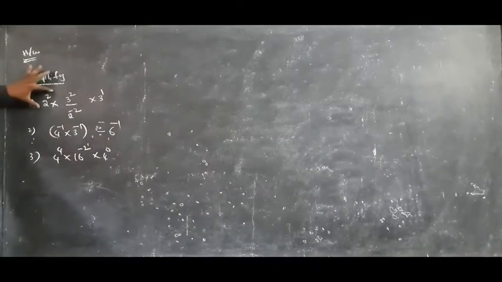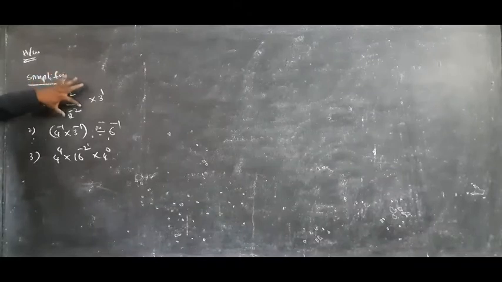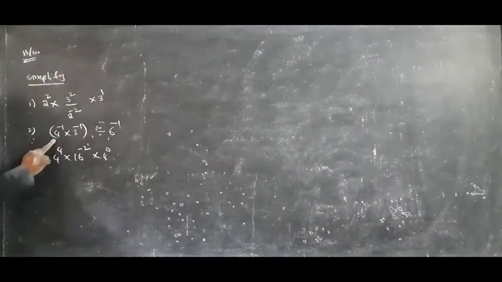Simplify 2 power 2 into 3 power 2 by 2 power minus 2 into 3 power minus 1, divided by 4 power minus 1 into 3 power minus 1.